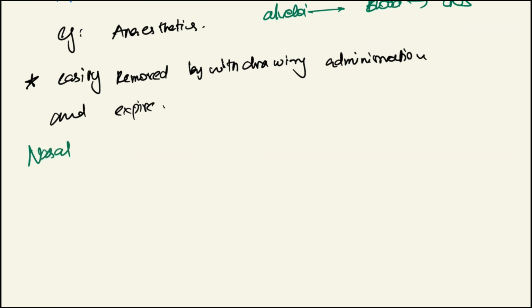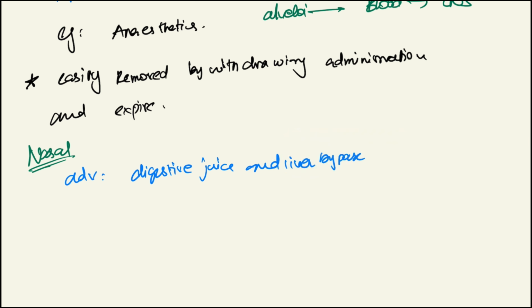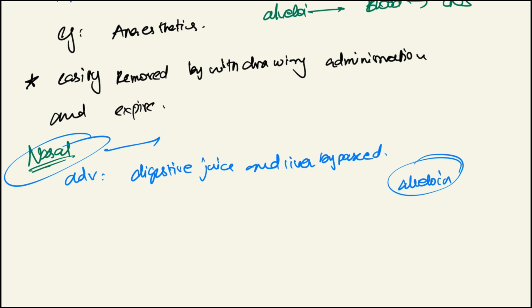Then the nasal route. Advantages: in every route other than the oral route, the digestive juices and the liver are bypassed. What is the difference between nasal and inhalation? Nasal means the site of application is the mucosa of the nose. In inhalation, the site of application is the alveoli.